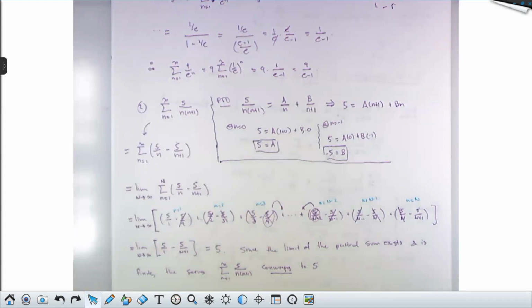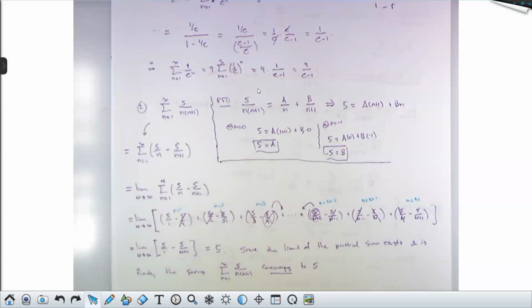Yeah, Augustine? Is partial fraction decomposition and telescoping series connected, or is that just a coincidence here? There's nothing inherent about telescoping series that connects it to partial fractions. However, a lot of telescoping series do involve partial fractions.